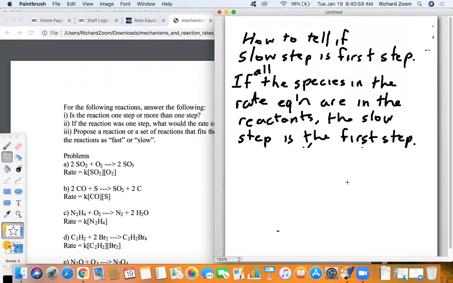Okay, so how to tell that the slow step is the first step? If all the species in the rate equation are in the reactants. Now remember what the rate equation is. The rate equation is this one here, and these are the reactants that I'm talking about up here. So I'm looking at it, and the question you're asking yourself is, is SO2 a reactant? The answer is yes. Is O2 a reactant? The answer is yes. What that would mean is that the slow step is the first step.